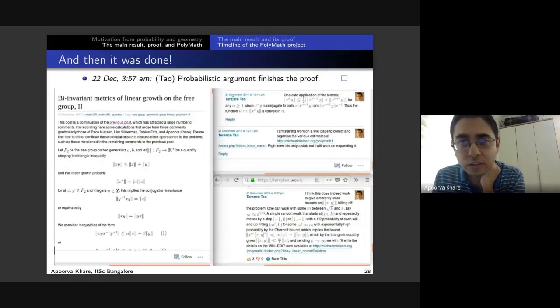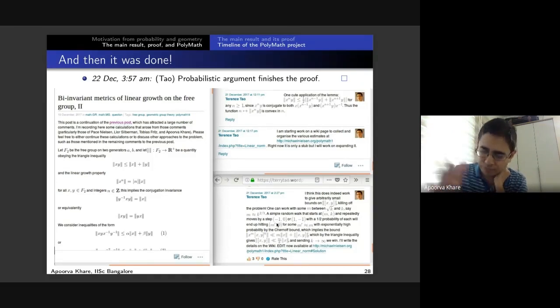So you see here at 12:17 p.m. he said, I am starting work on the Wikipedia page to collect and organize all these estimates. This is at 12:17, and 2 hours and 10 minutes later, I think this does indeed work to finish the problem. At that time he used something called Chernoff bounds in probability, but then this was cleaned up very much to only use binomial random variables and the fact that the variance grows slower than quadratic.